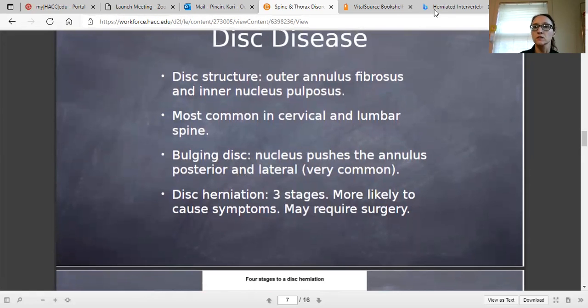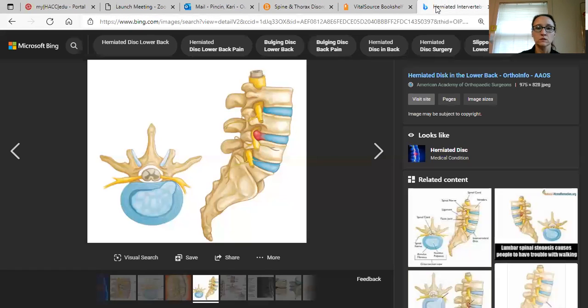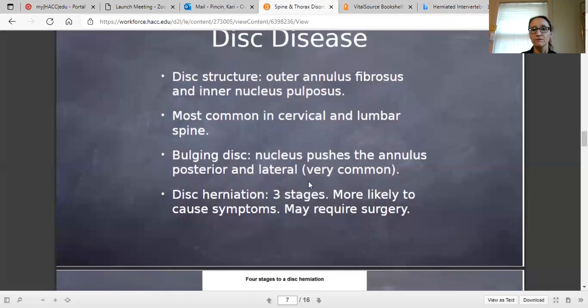And let's go over here. I showed you this image before. That's a bulge. Okay, so the nucleus pulposus went posterior and lateral, and now it's pushing on the spinal nerve root. Ouch. Okay, very common. Yes, it is very common for that particular pattern.